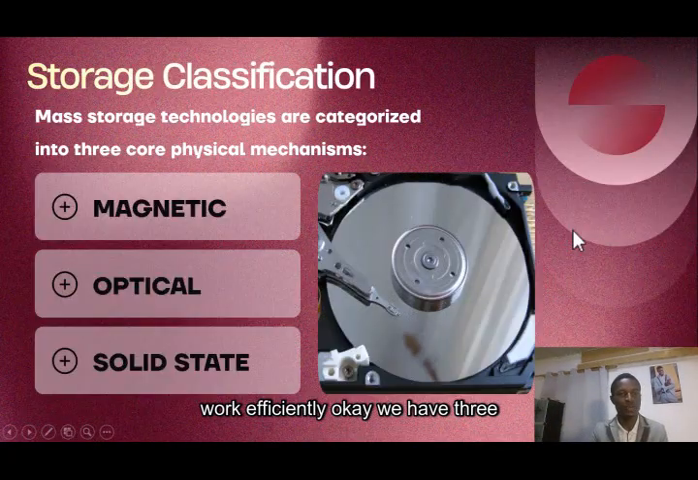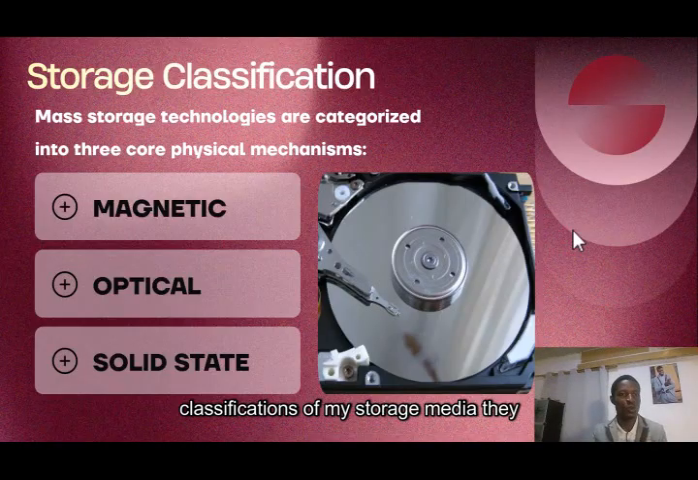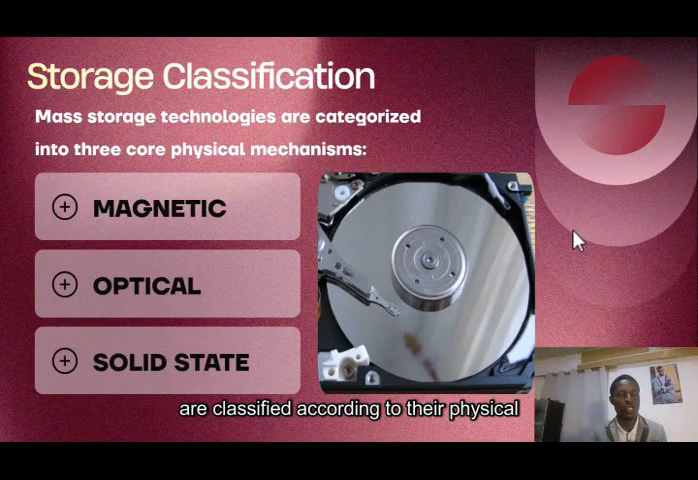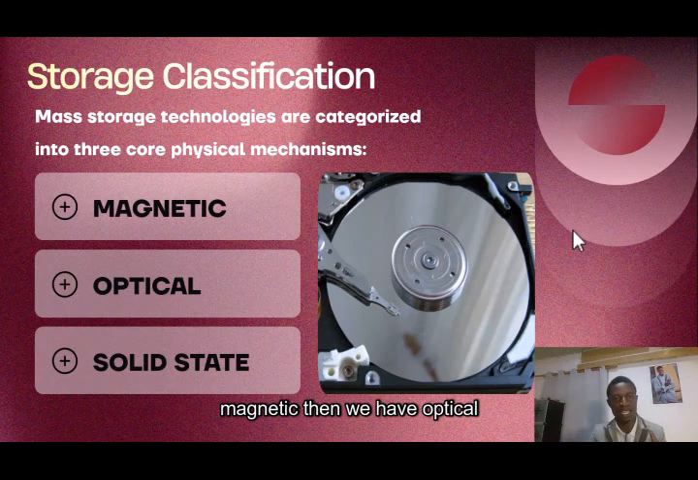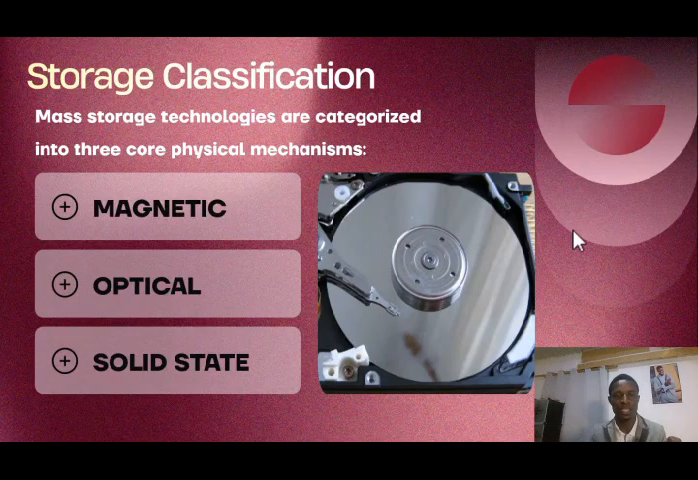Okay, we have three classifications of mass storage media. They are classified according to their physical mechanism. The first one is magnetic, then we have optical, and lastly, we have solid state. In the subsequent slides, we'll be explaining this in detail.